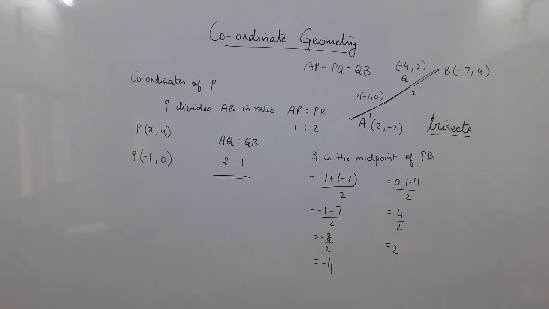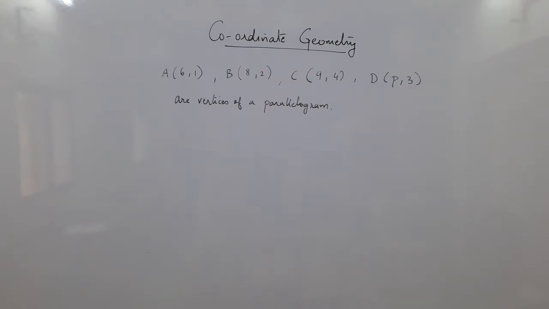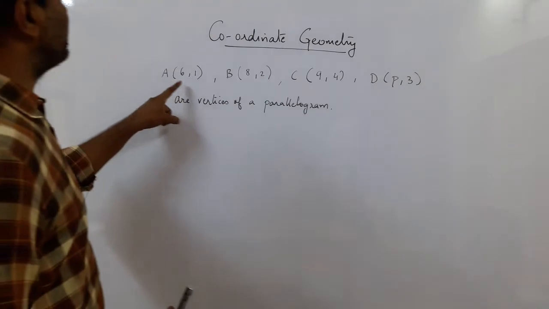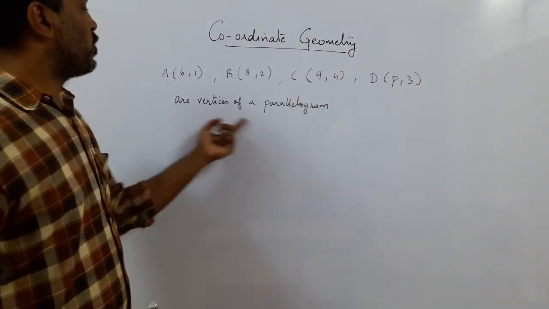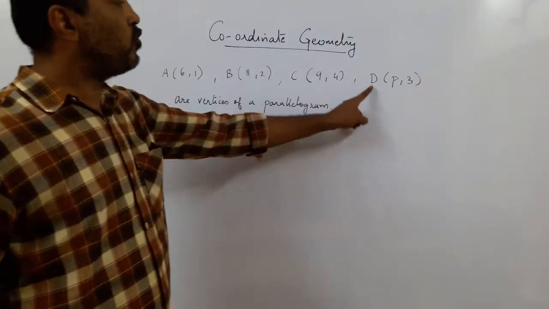So there are two methods in which you can do this sum. Now let us move to one more sum regarding this ratio. We are given points A(6,1), B(8,2), C(9,4) and D(p,3) are vertices of a parallelogram. We have to find the point D.